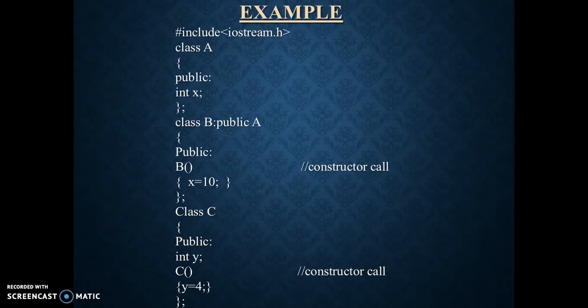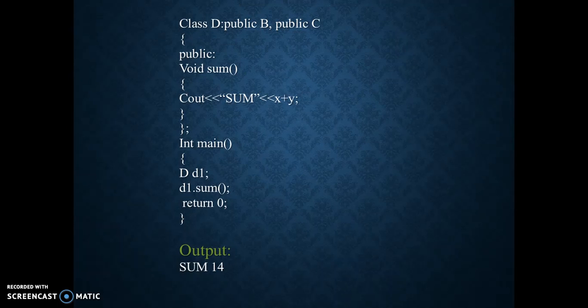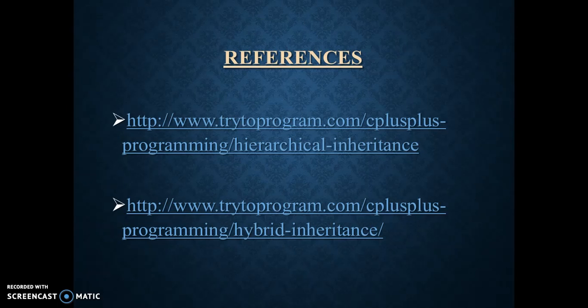Example: #include <iostream.h>, class A, public: int x. Class B : public A, where B is then a constructor call, x equals 10. Class C, public: int y; C, where C is then a constructor call, y equals 4. Class D : public B, public C, public: void sum, cout sum x plus y. Int main, D d1, d1.sum, return 0. Output: sum 14.